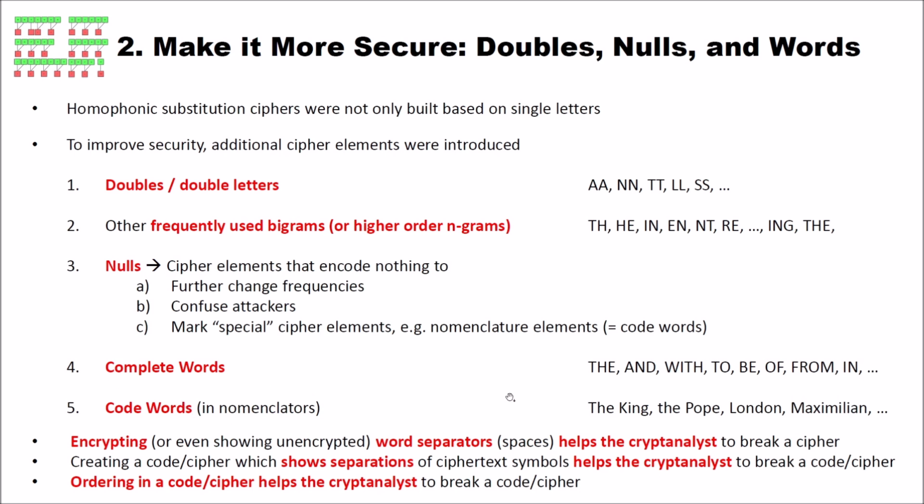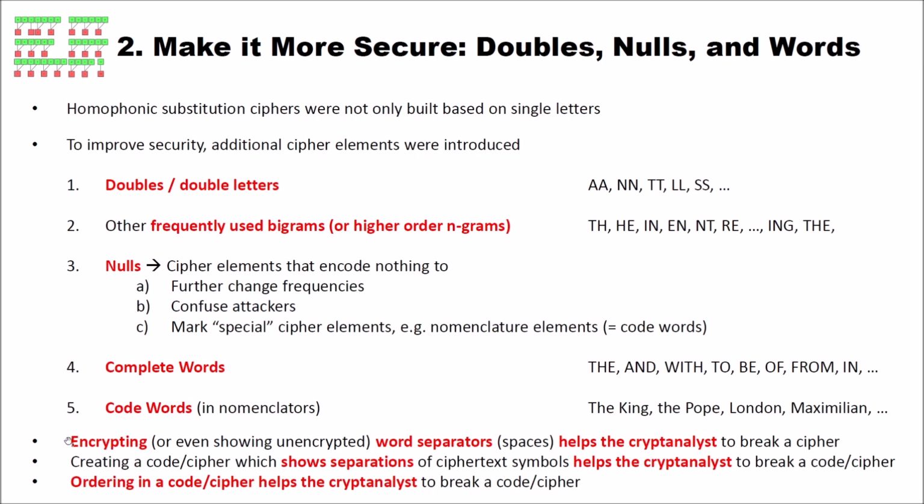For instance, we could introduce code words for the king, the pope, or for city names like London or countries, or for names of emperors like Maximilian, and so on. So each of these words or combination of words, even here the king, would get their own code symbol, their own ciphertext symbol.